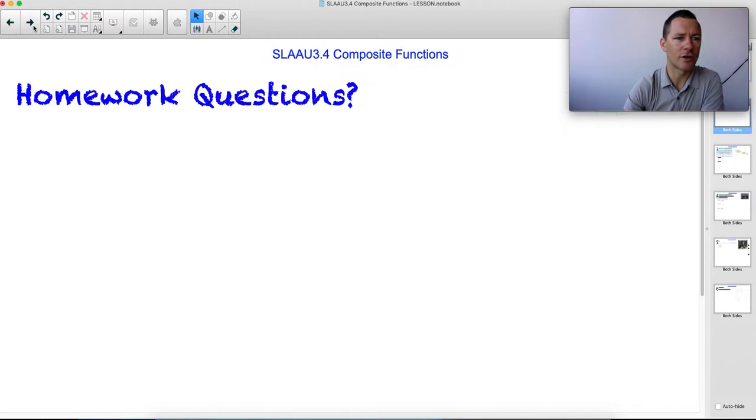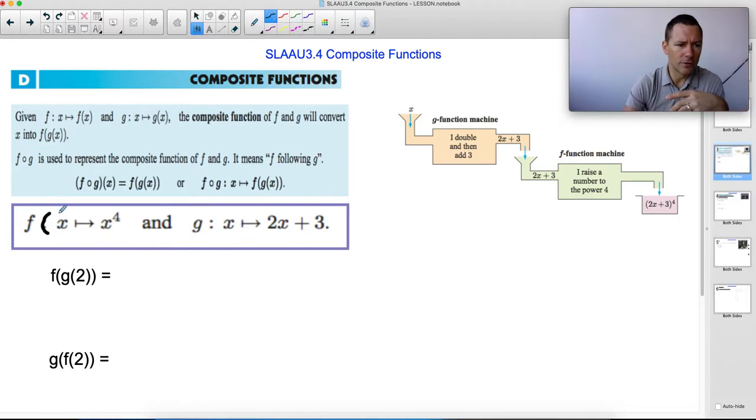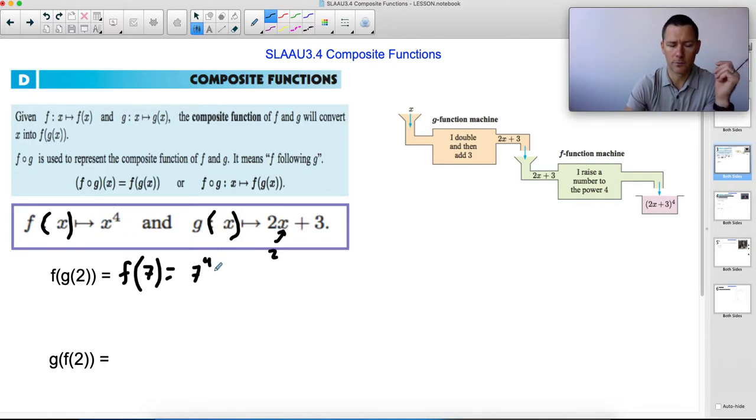All right, let's give it a shot. A composite function is putting two functions together so one follows the other. If f of x was x to the 4th and g of x was 2x plus 3, you can find f of g of 2. You'd put 2 into g: 2 times 2 is 4, plus 3 is 7. So this is really asking about f of 7, and f of 7 is 7 to the 4th, whatever that is. Calculate it if you want. You can run it backwards too.